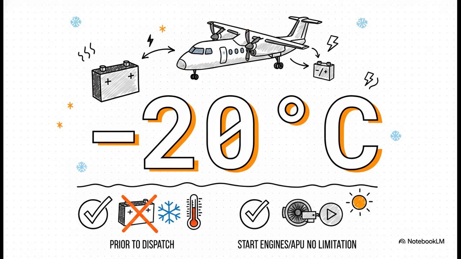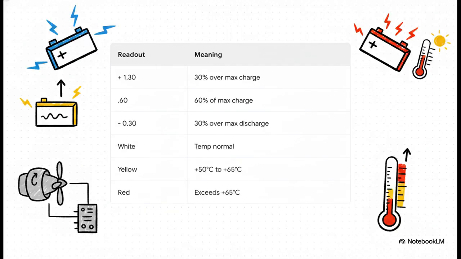Here is a really surprising but absolutely vital fact straight from the manual. Prior to dispatch, your battery temperature must be at least minus 20 degrees Celsius. But, interestingly enough, there's actually no battery temperature limitation for actually starting the engines or the APU. Kind of wild, right? Okay, let's dive into reading the multi-function display, or MFD.